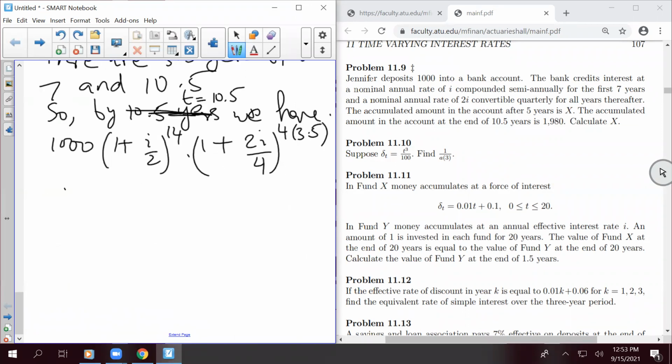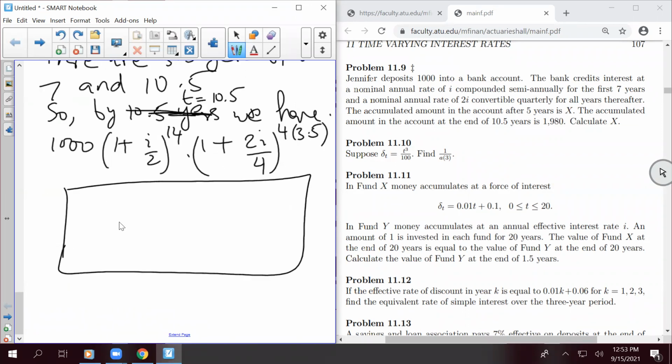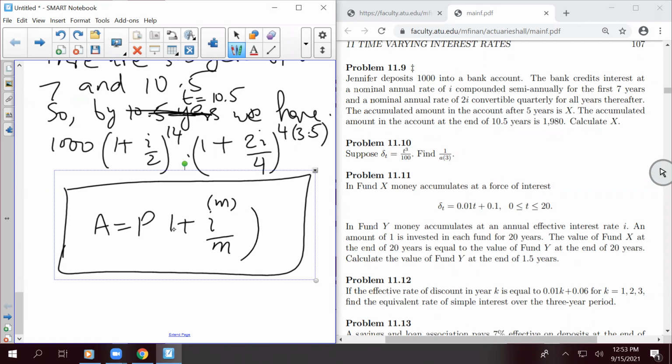See, this is the formula we have been using again and again. A is equal to P times (1 plus i over m) to the power mt, where T is in years and M is the number of compoundings per year. So first it was 2 for the semi-annual, then for the quarterly it's 4. So that's why we have 4 times 3.5, it was 3.5 years.